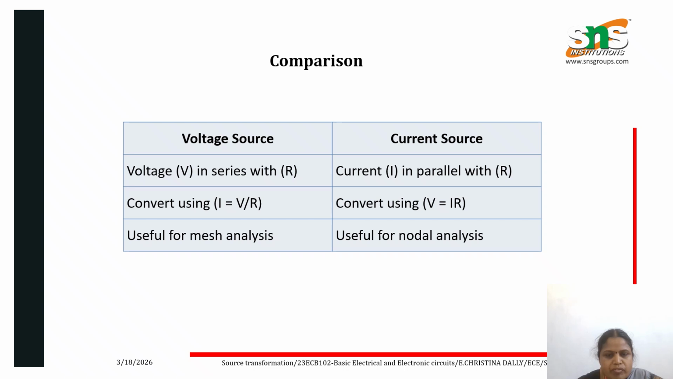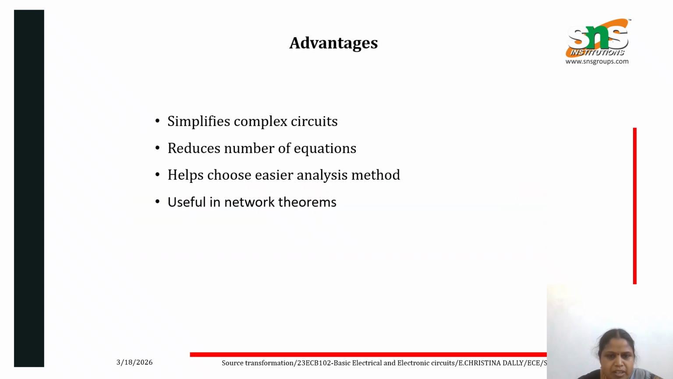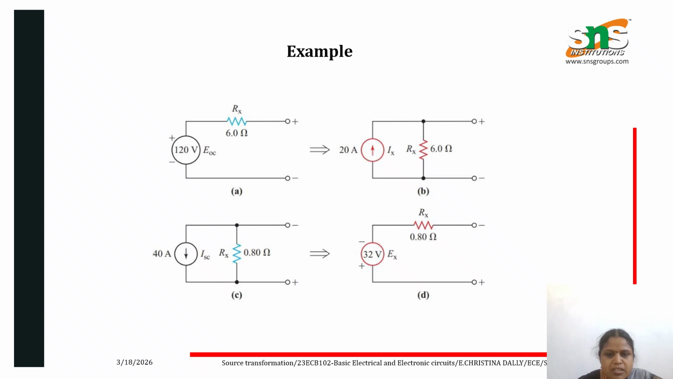There is a comparison of the voltage source and the current source. The voltage source is in series with R and the current source is in parallel with R. Convert using I equal to V by R, and convert using V equal to IR. The voltage source is used for mesh analysis and the current source is used for nodal analysis. The advantages are that it simplifies complex circuits, reduces the number of equations, helps choose an easier analysis method, and is useful in network theorems. This is the example, where we are just converting voltage into current and current into voltage.